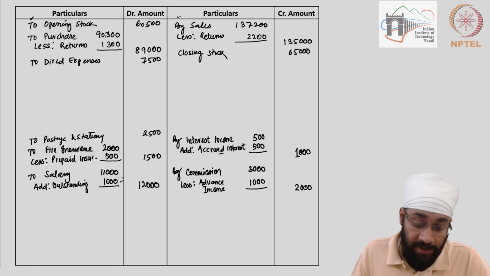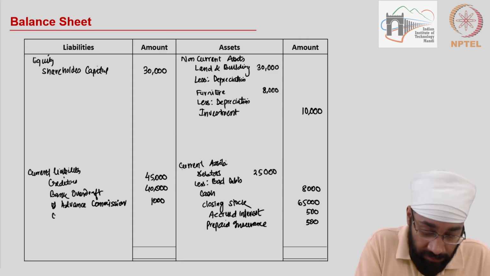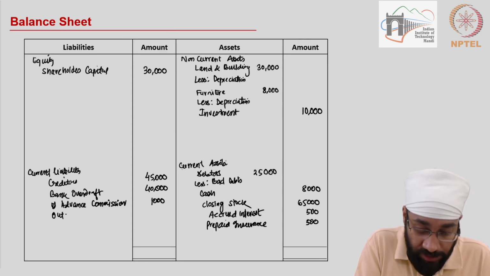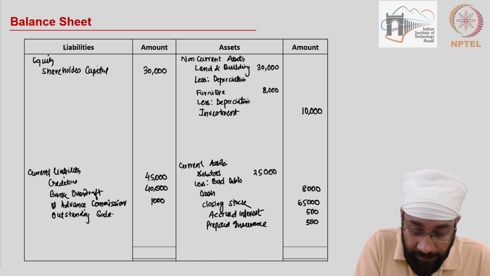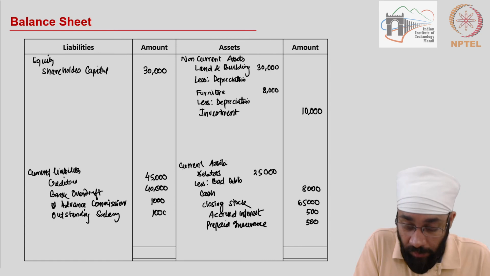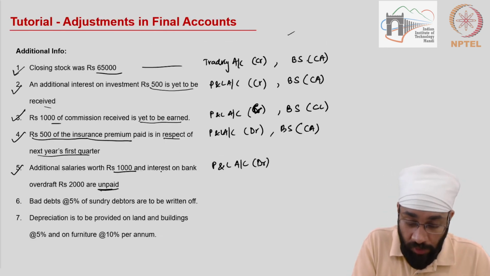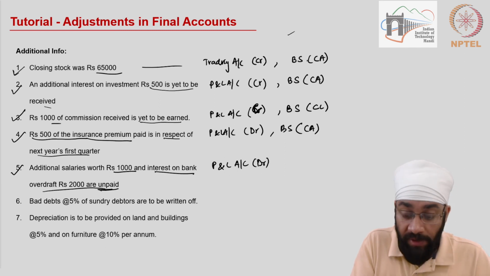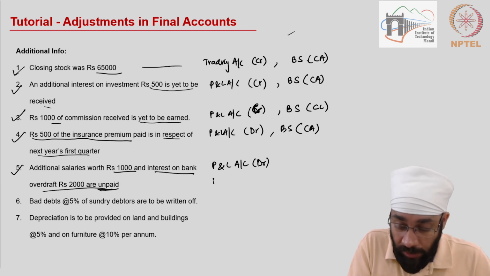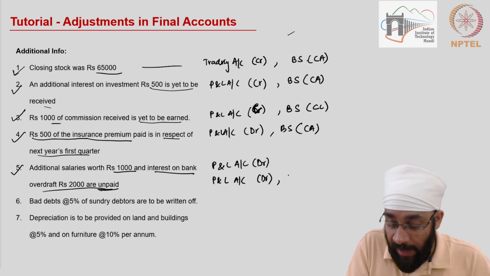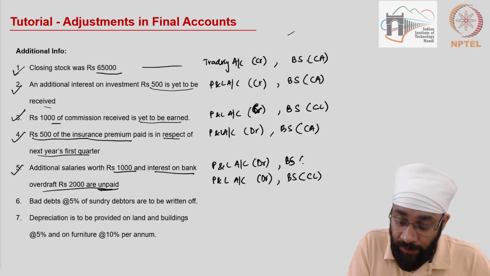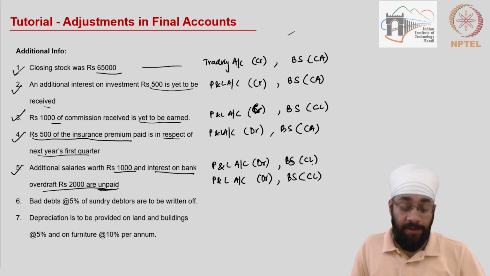It becomes a current liability. So you will write it under current liabilities in the balance sheet. So outstanding salary, this is 1,000. The other part of this transaction was interest on bank overdraft is also due. So we will show this in profit and loss account on the debit side and in the balance sheet under the current liabilities, same as we did for the outstanding salaries.